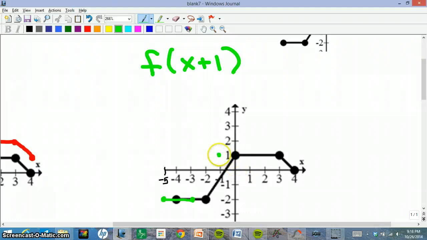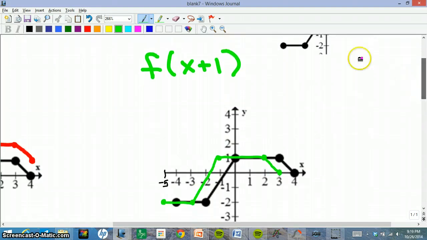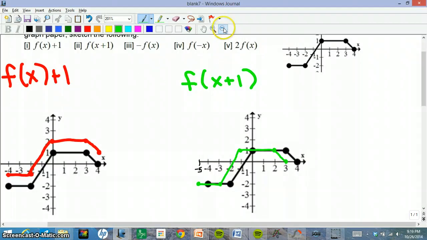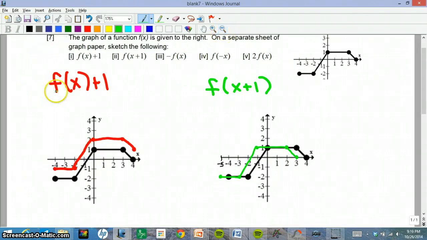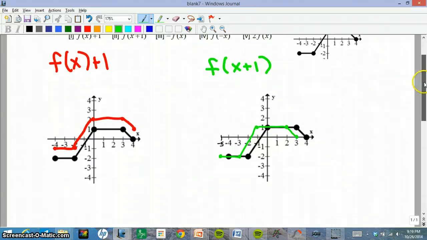0, 1 translates to -1, 1. We'll connect that. 3, 0 translates to 2, 0. Connect that this time. And 4, 0 translates to 3, 0. Connect it. There we go. So we still wind up with a congruent looking graph. Translations do that. Just remember, adding or subtracting to a function is a vertical effect. Adding or subtracting to an input has a horizontal effect.